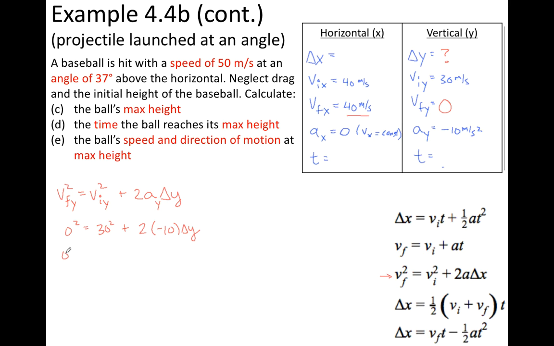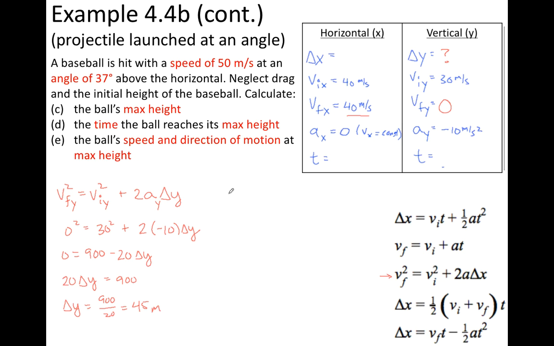Simplifying the math a little bit, 0 squared is 0, 30 squared is 900, 2 times negative 10 is negative 20. And we'll have to move the term with our unknown over to the other side to group our unknowns on one side and all the terms without the unknown on the other. And now we can just divide each side by 20, which will give us our answer, 45 meters.